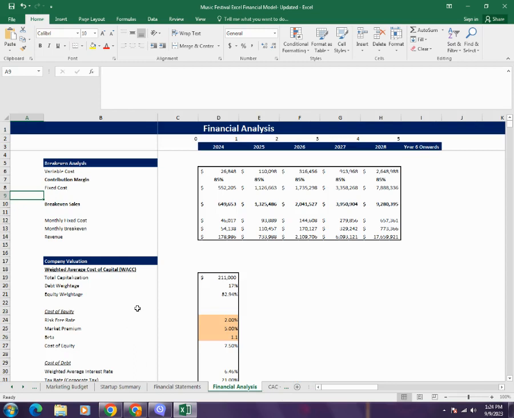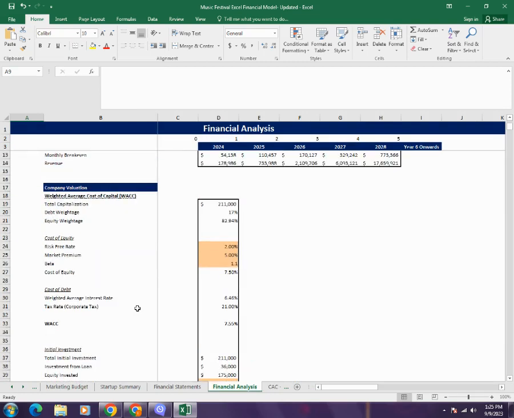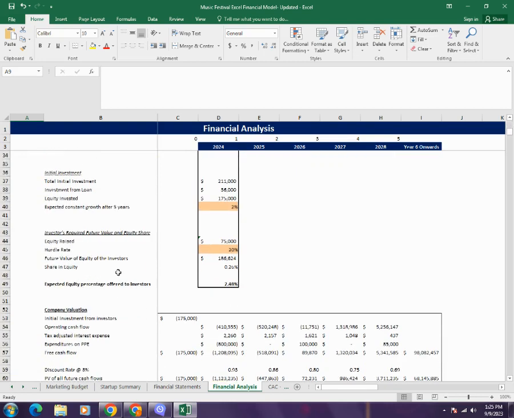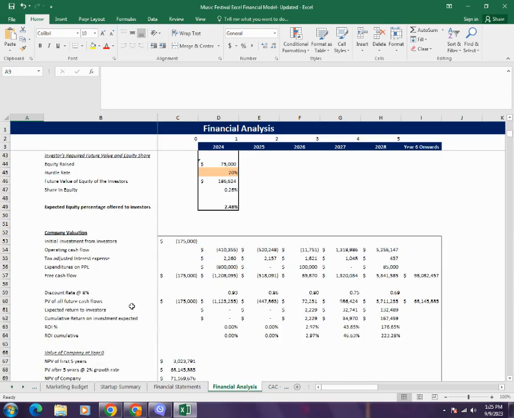Coming towards the financial analysis, it includes the break-even analysis, which tells you about the break-even sales of the company. It also tells you about the company's valuation, that is the company's WACC, weighted average cost of capital, and the expected equity percentage that can be offered to the investors.